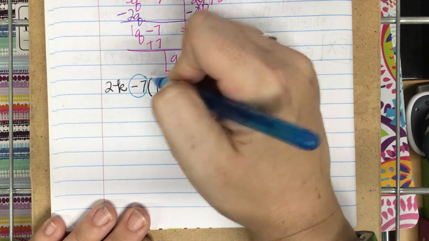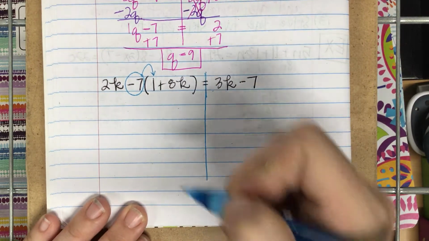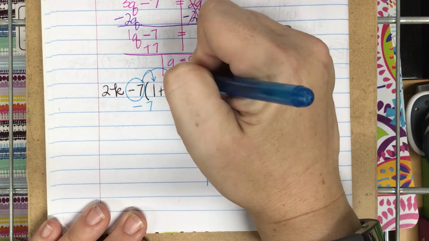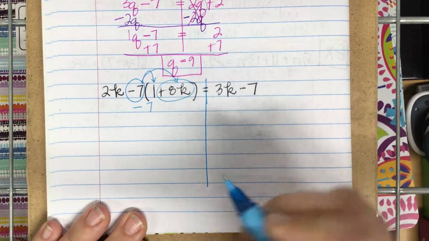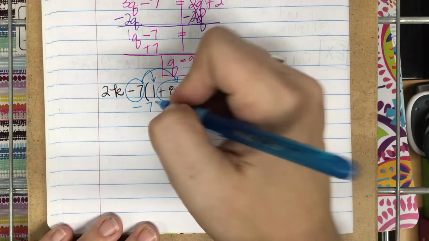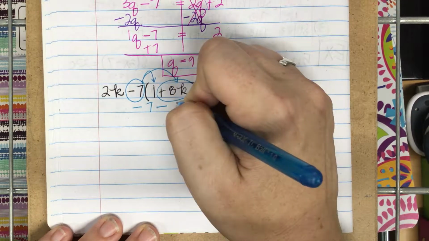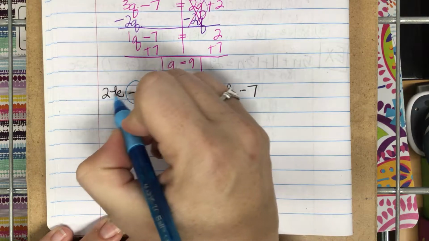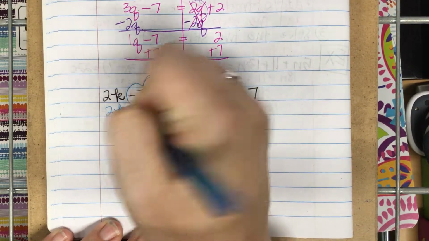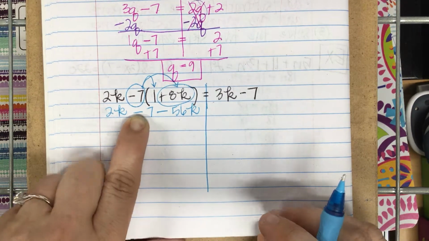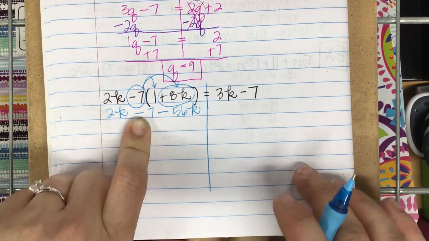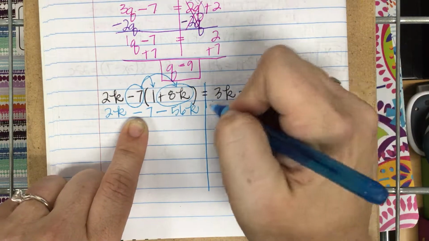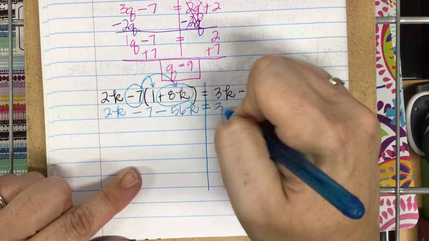Yes. -7 times 1 is -7. And -7 times positive 8k is -56k. That 2k comes down, and do I need to add anything else? No, because I already had a negative sign, which now changes to a minus, right? Same thing. And then the right side is good to go.